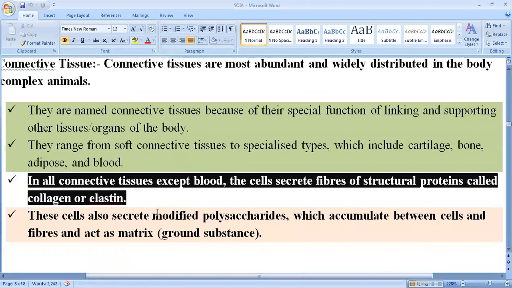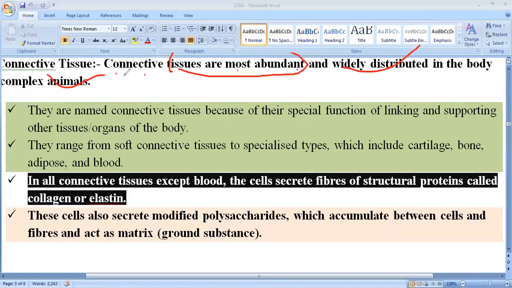Connective tissue is the most abundant and widely distributed tissue in the body of complex animals. You know very well, connective tissue is mesodermal in origin. Why is it most abundant? Because you know very well the most abundant protein in our body is collagen. In connective tissue there is a ground substance found, which contains collagen or elastin. Due to this, connective tissue is considered the most abundant and widely distributed in our body.